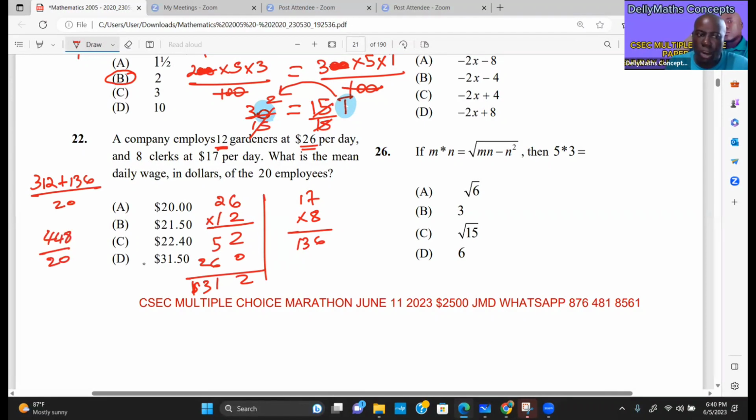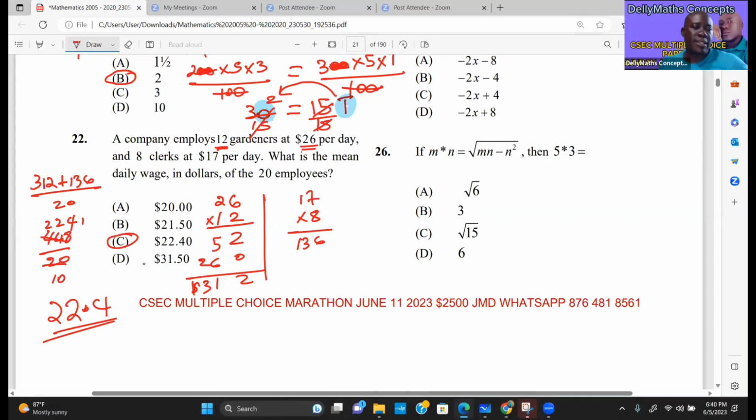Well, you could break it down whichever way. 2 into 44 goes 22 times, 2 into 8 gives 4. Dividing by 10 is just moving the decimal point one place. So we're going to have 22.4. We're looking for that, and here it is.